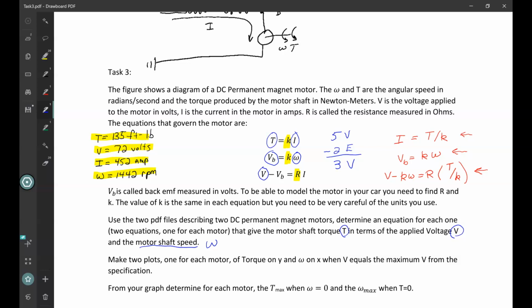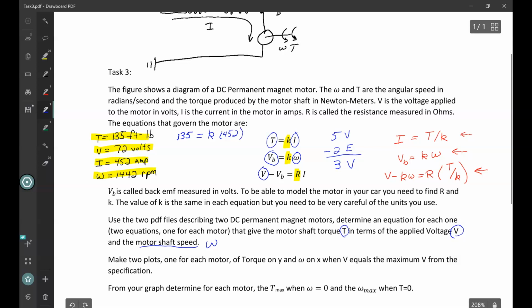Now, you can't do it with these units. You're going to have to convert the units and make sure that you do that. I'm going to leave that as an exercise to you. But basically, in the top equation, you're going to say, I know the torque is 135. Watch out for the units, okay? Equals K times the current. The current is equal to 452 amps.